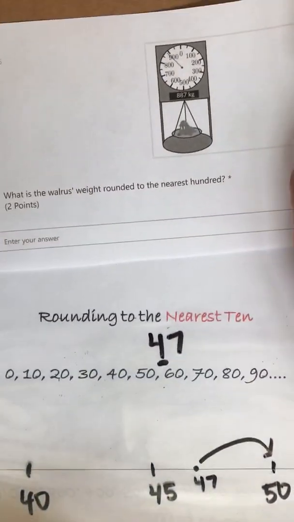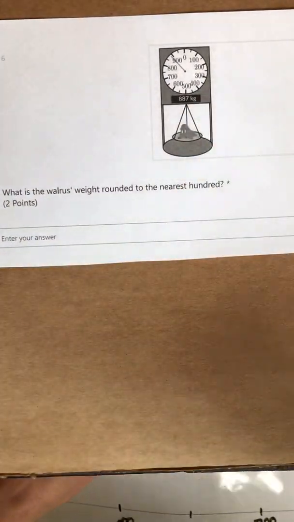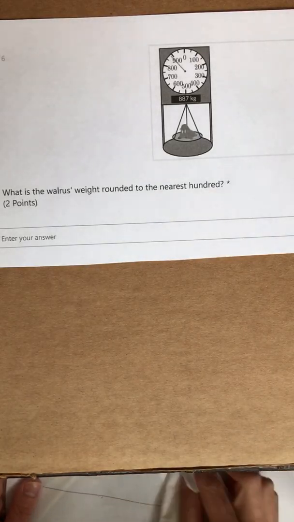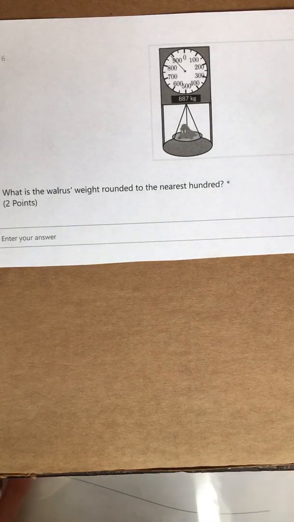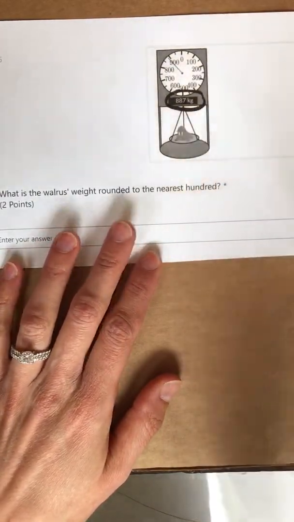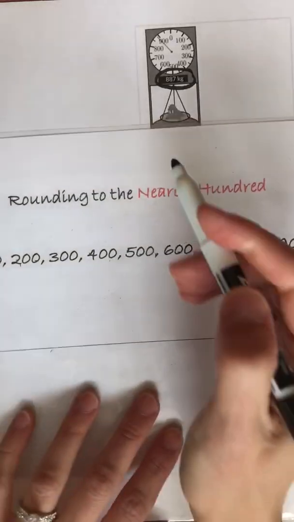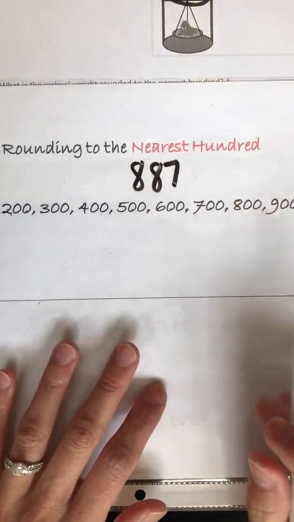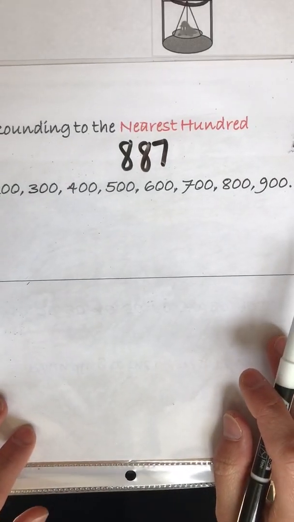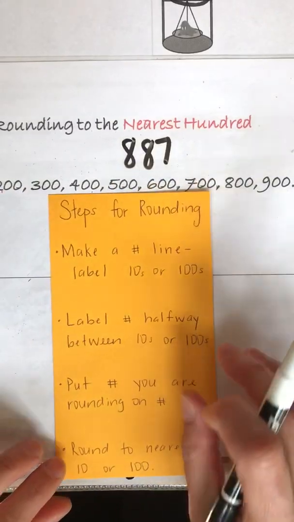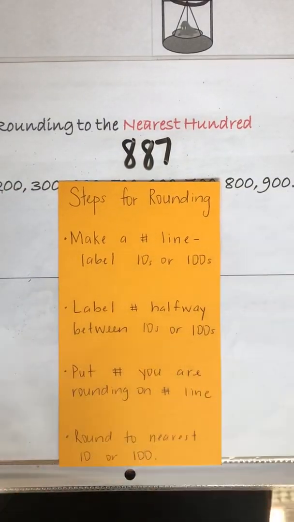Okay, friends, so number 6 asks us, what is the walrus's weight rounded to the nearest hundred? And you can find the walrus's weight on the scale right here, 887 kilograms. So I'm going to add that on my number line. Okay, friends, I would like you to round 887 by yourself. So pause the video, go through all your steps. I'll leave it here so you can see your steps, okay? And when you're ready, press play.